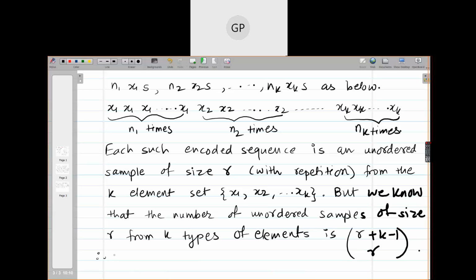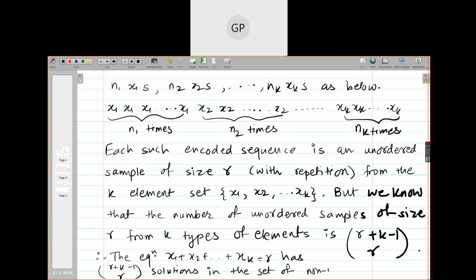Therefore, the equation x1 plus x2 plus up to xk equal to r has r plus k minus 1 C r solutions in the set of non-negative integers.